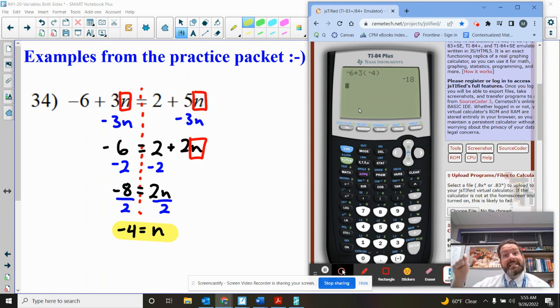I want to see if I get the same number if we now do the other side. So 2 plus 5 times n, which I think is negative 4. If it's negative 18, we did things right. If it's any other number, that means there's a mistake. Sure enough, we end up with negative 18. So we got the same number both sides. The equation is solved.